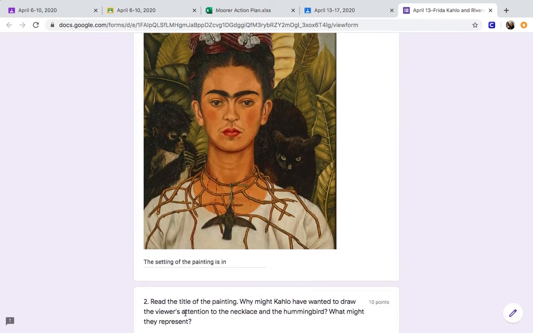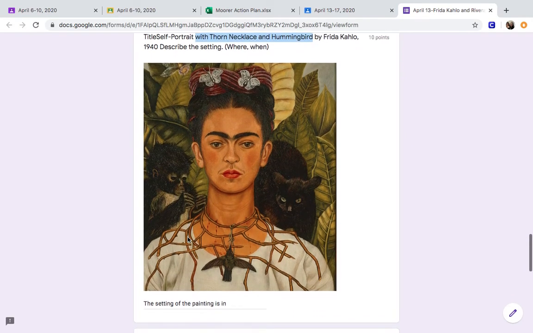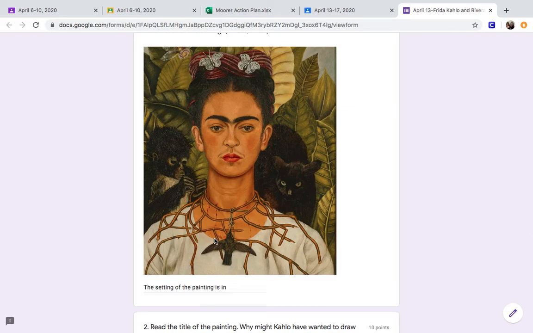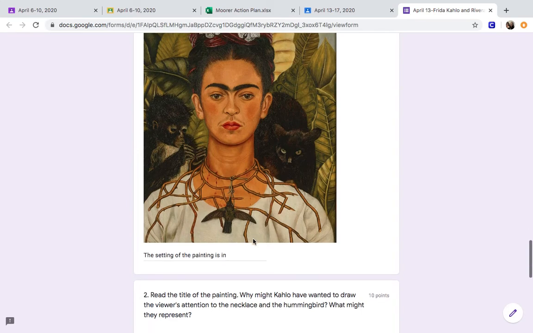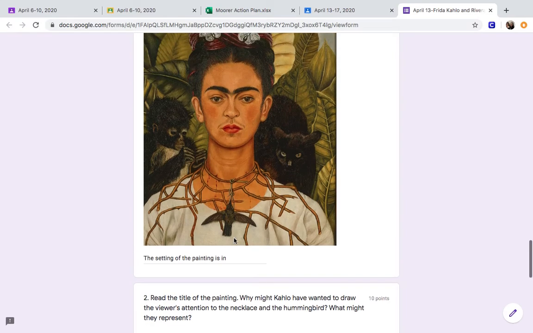So our question says, what might she be drawing your attention to? And then what might they represent? So she says the thorn necklace. If I'm looking at this necklace, I think, does this look like it's comfortable? Is this like a normal necklace someone would wear? And obviously if it's thorns, we know that thorns could be on other plants and could potentially hurt you. And I can see here, if I look very closely, that she's actually bleeding from this necklace. So maybe she's in pain. So that was going to be the first part of my idea, that this thorn necklace is causing her some type of pain.